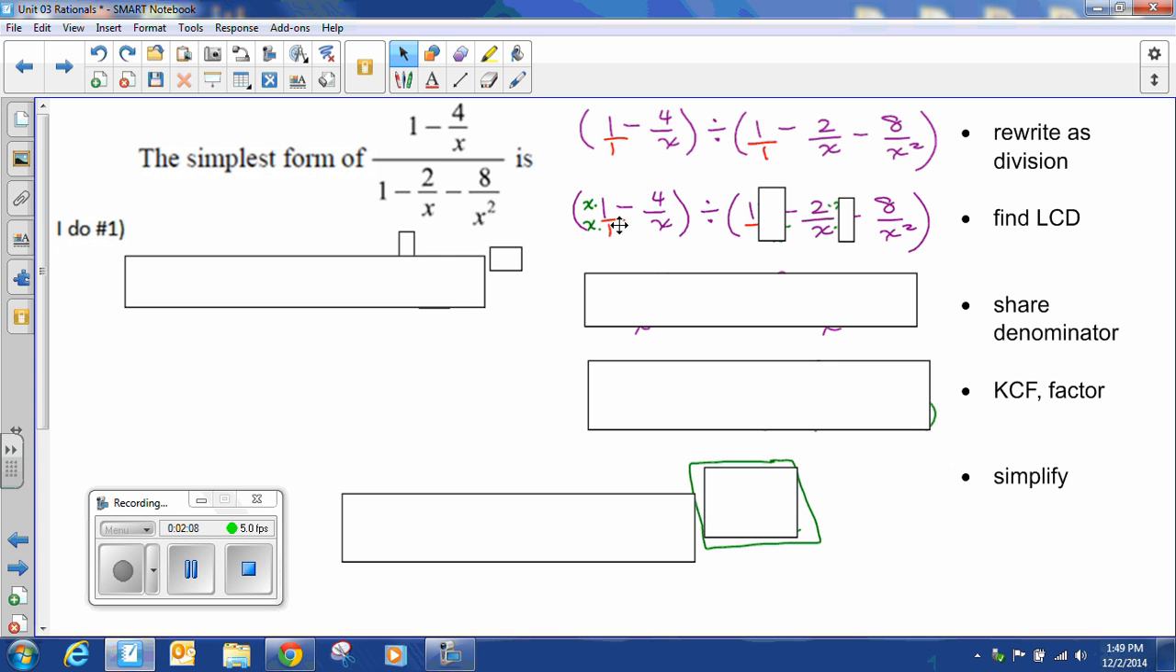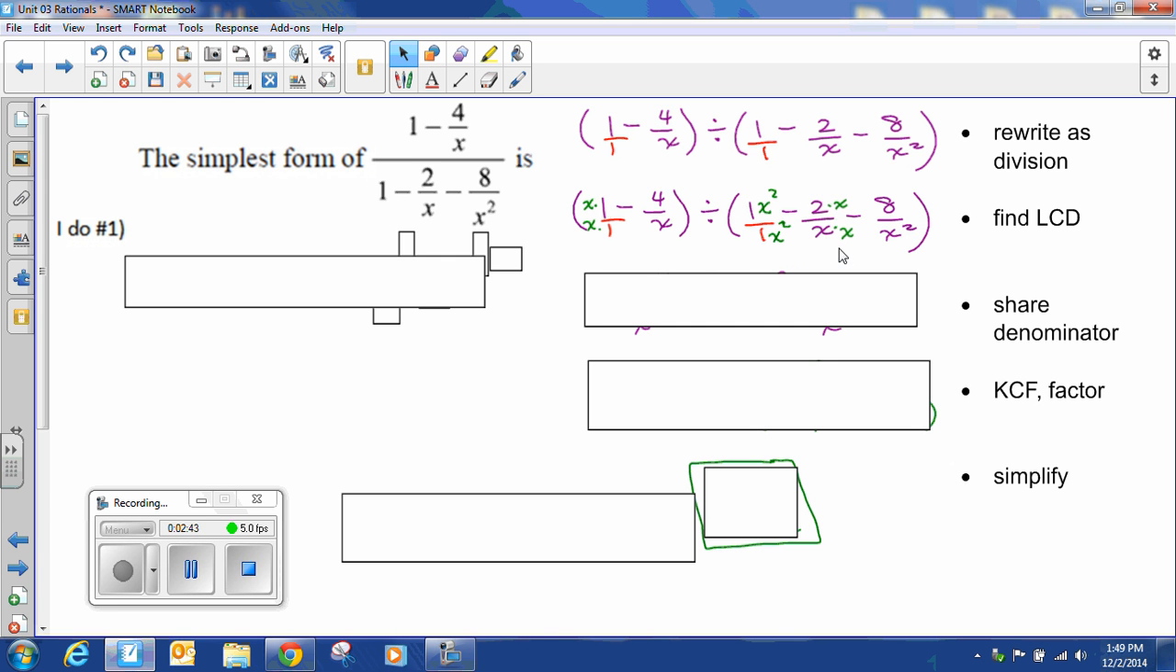That means I need to multiply this fraction by x in the numerator, x in the denominator. Here we have x squared, x, and nothing over here. Well, actually there's a 1 over here in the denominator, so we know that the least common denominator is x squared. That means we'll multiply the numerator and denominator by x squared here. We only need to multiply 2 over x by x, and 8 over x squared does not need to be multiplied because the denominator is already x squared.